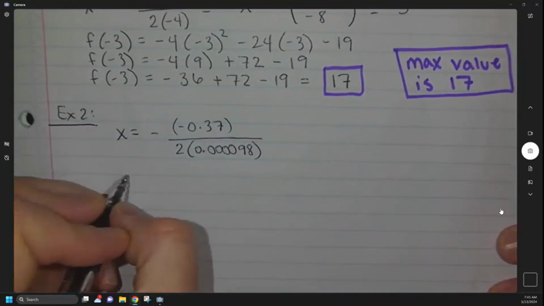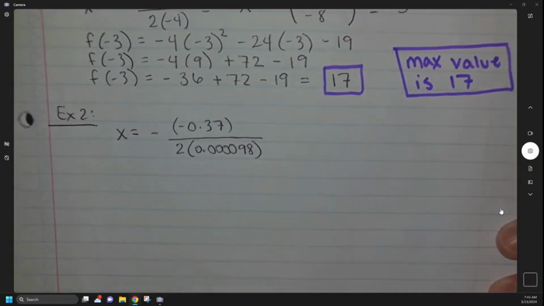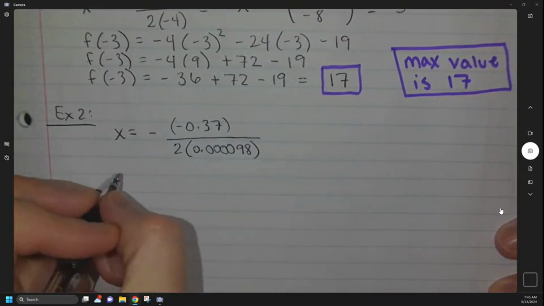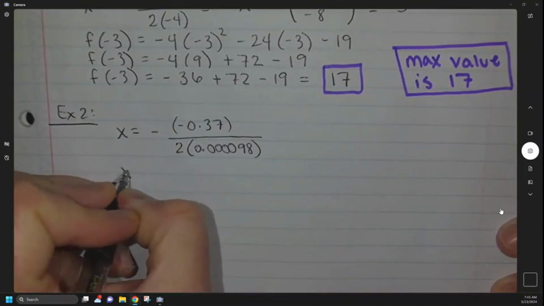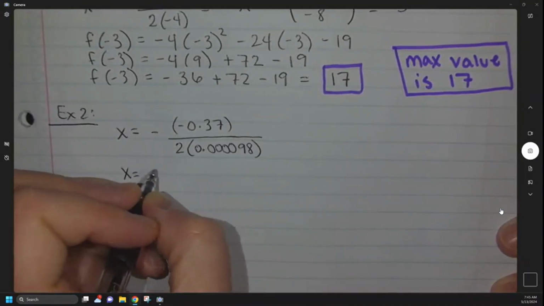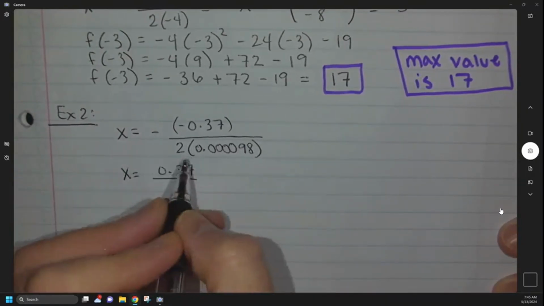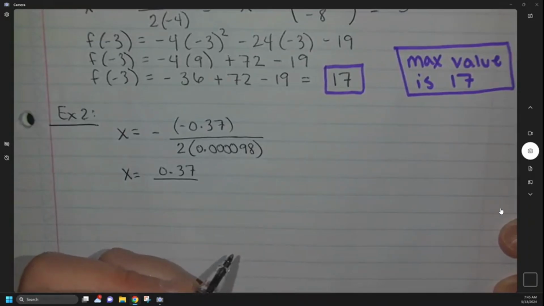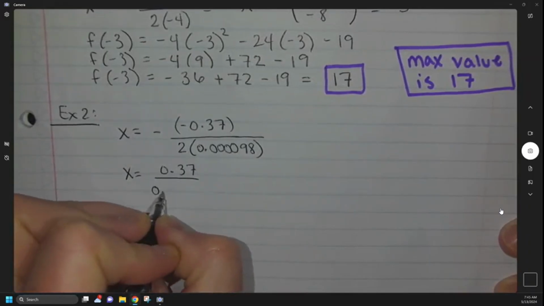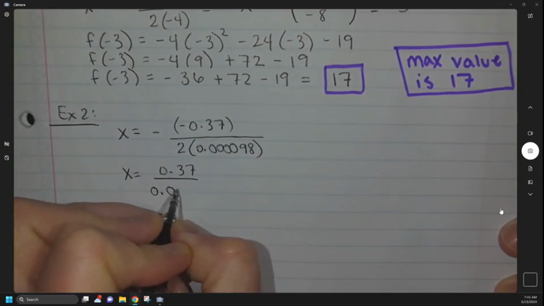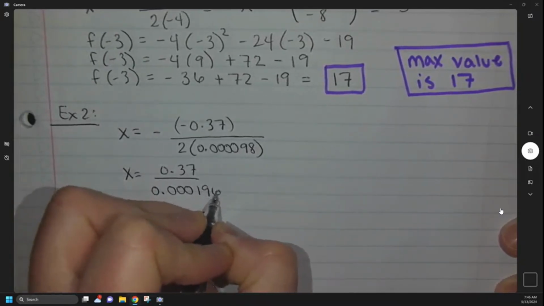So then if I simplify this, notice I've got this negative times negative up here. So I know that my answer is going to give me a positive value. So I'm going to have x equals positive 0.37 over 2 times 0.000098 is 0.000196. There's 3 zeros coming. 1, 2, 3 zeros. 196.